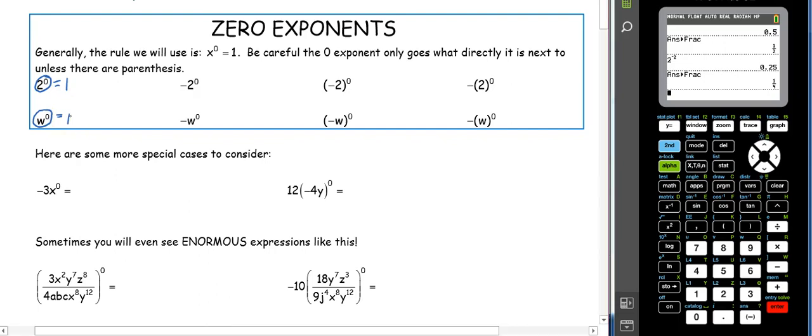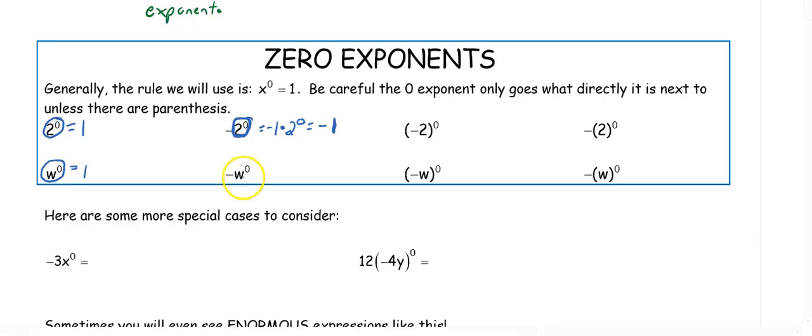Now in the next one we have negative 2 to the 0 power. This is what we're talking about where the 0 exponent only applies to what's next to it. Since there are no parentheses, this 0 exponent only applies to the 2. So it's really negative 1 times 2 to the 0 power. Well, 2 to the 0 power is 1, so this is going to be equal to negative 1 because it multiplies with that negative sign. When we have negative w to the 0 power, again, that 0 power only goes with the w, so this is going to be equal to negative 1.